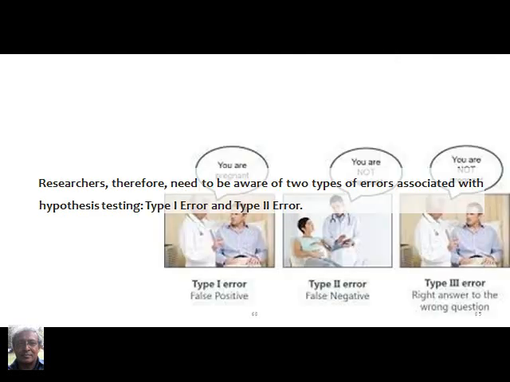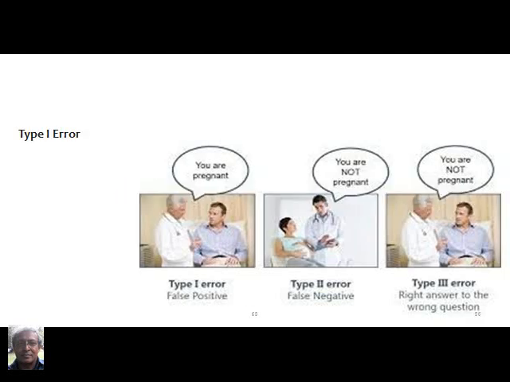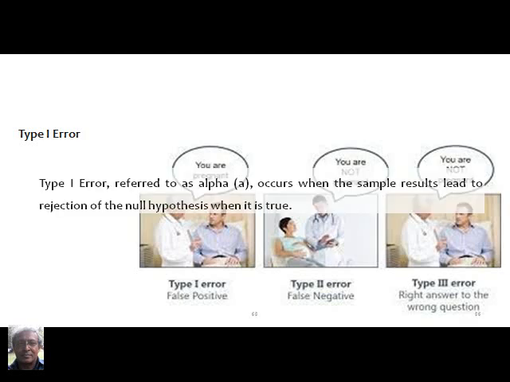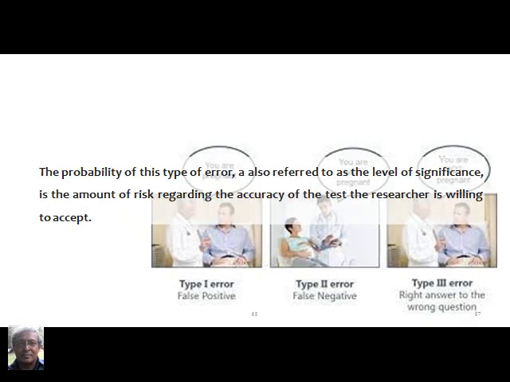Researchers, therefore, need to be aware of two types of errors associated with hypothesis testing: type I error and type II error. Type I error, referred to as alpha (α), occurs when the sample results lead to rejection of the null hypothesis when it is true. The probability of this type of error, also referred to as the level of significance, is the amount of risk regarding the accuracy of the test the researcher is willing to accept.